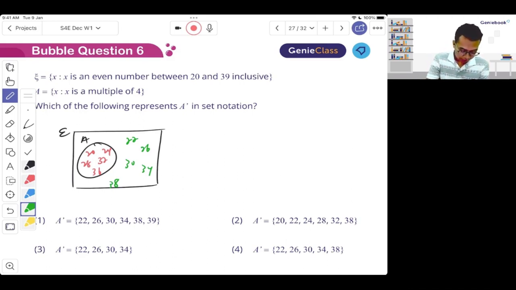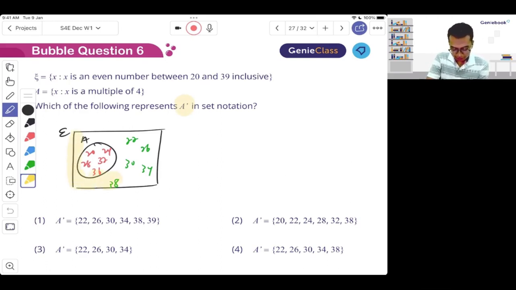Now, a complement, as we have learned earlier, if you remember the animation, we want to actually shade everything that is outside of A. So everything in the universal set, but it must not be inside of A. So there you go. Once you actually shade that, it becomes really straightforward. Make sure your A complement has 22, 26, 30, 34, and 38 in it.